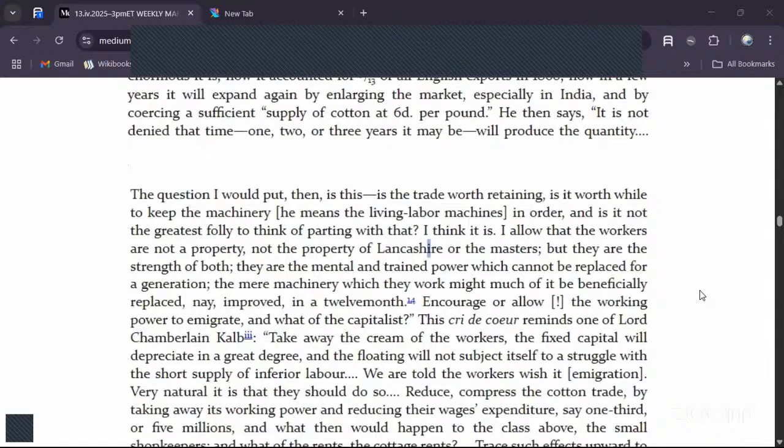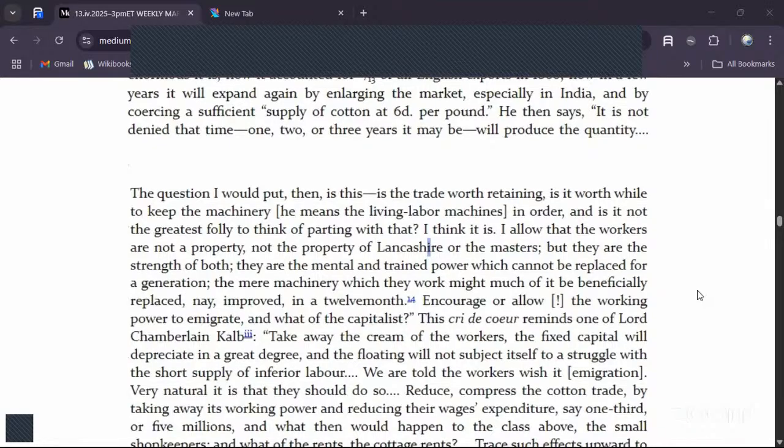The question I would put then is this: is the trade worth retaining? Is it worthwhile to keep the machinery, he means the living labor machines, in order? And is it not the greatest folly to think of parting with that? I think it is. I allow that the workers are not a property, not the property of Lancashire or the masters, but they are the strength of both. They are the mental and trained power which cannot be replaced for a generation. The mere machinery which they work might much of it be beneficially replaced, nay, improved in a 12-month.